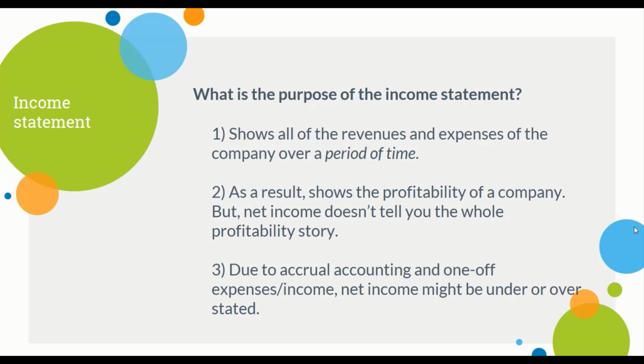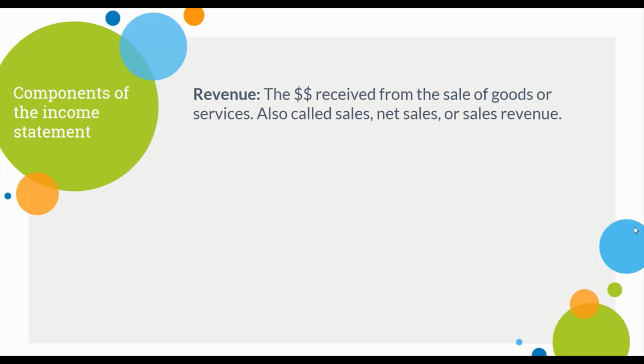So let's go ahead and talk about the actual components of the income statement. On the income statement, the very top, we always have revenue. Revenue is just the money that we received from the sale of goods or services, right? That's nothing too complicated. We can also call that sales, or some companies call it net sales or sales revenue. But whatever it is, it's the very, very first item on the income statement. It's how much money did we make?